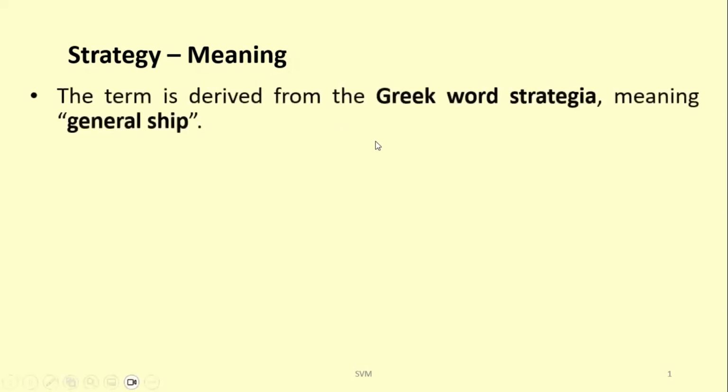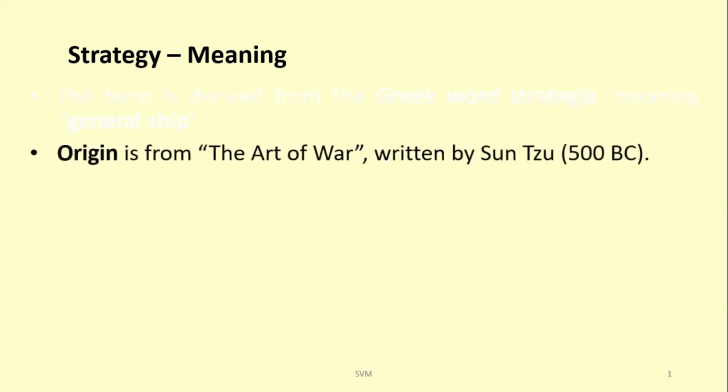Hello, everyone. So in this, we will start with strategic management. To start with the introduction, first we'll understand the meaning of strategy. This particular term, strategy, is derived from the Greek word strategia, which means generalship, related to military generalship. The origin is from the Art of War written by Sun Tzu in the year 500 BC.